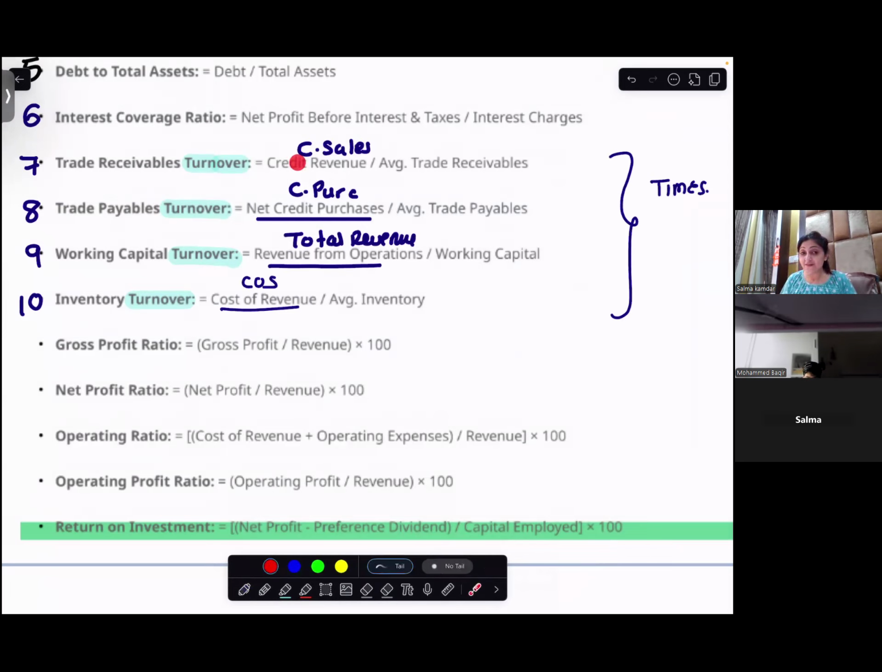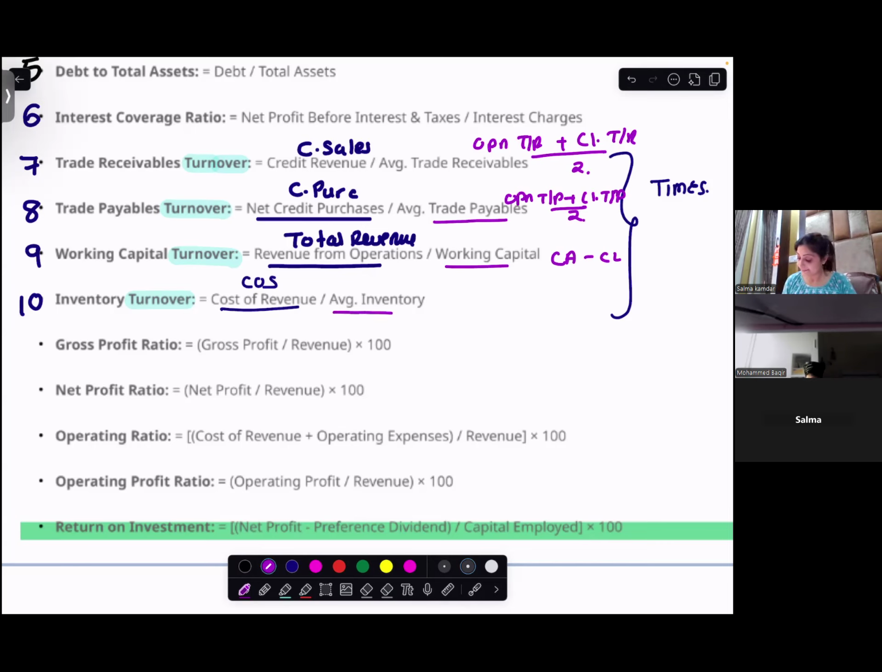Trade receivable turnover ratio would be your credit sales over average trade receivables. Average trade receivables would be your opening trade receivables plus your closing trade receivables divided by 2. Average trade payables would be your opening trade payables plus closing trade payables divided by 2. Working capital is current assets minus current liabilities. Average inventory is opening inventory plus closing inventory divided by 2.